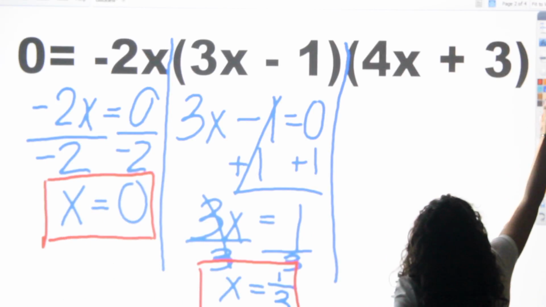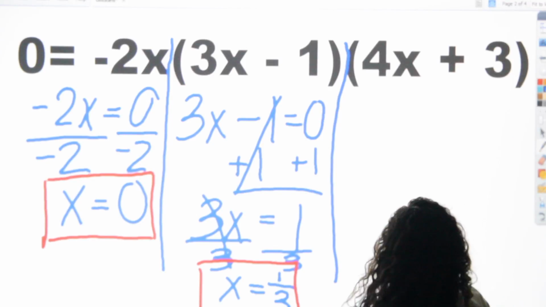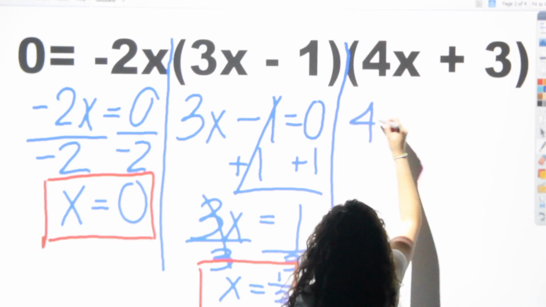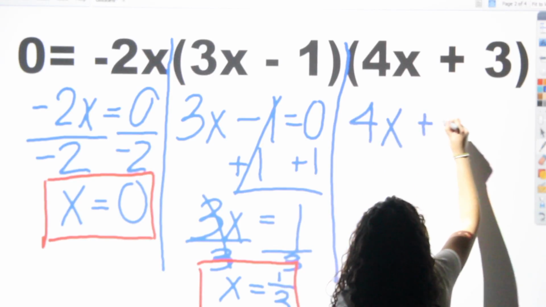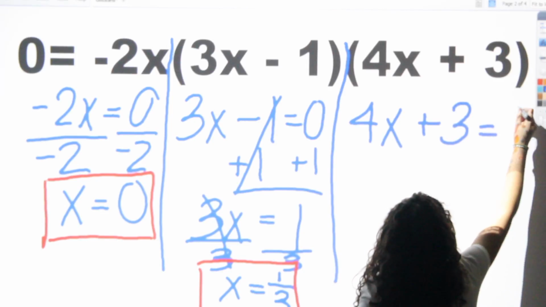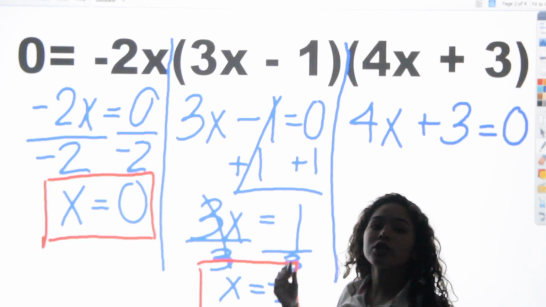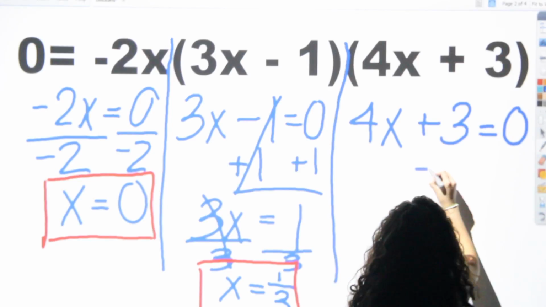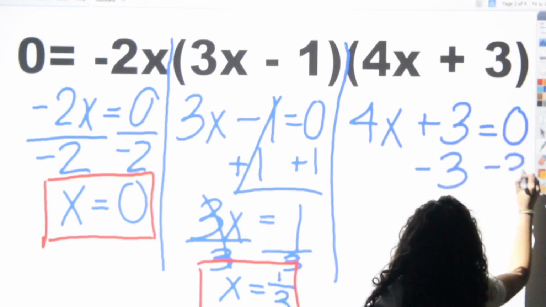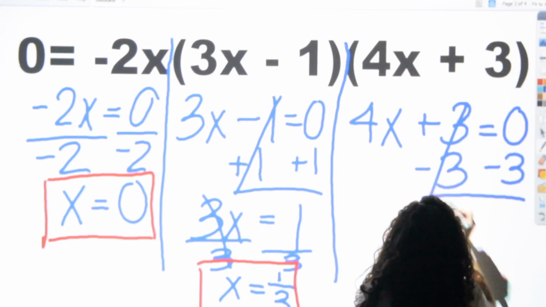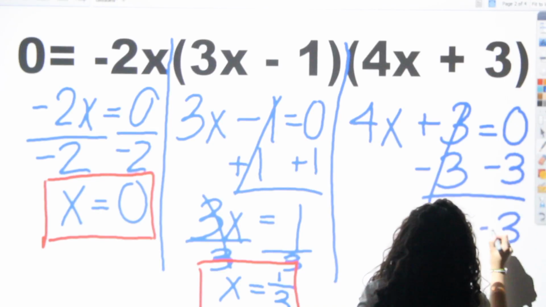Right. Now let's continue to the last part of this equation. So 4x plus 3 equals 0. You're going to subtract 3 on both sides. So minus 3 and minus 3. This cancels out and you get negative 3 here.